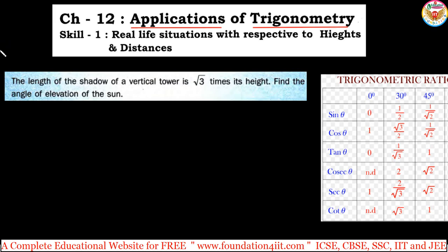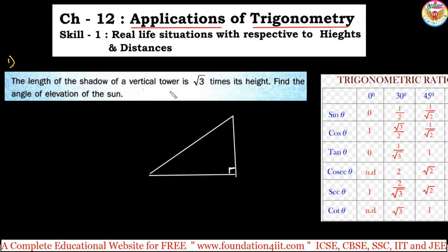We have three types of questions, especially in these applications. One is to find the angle. So let me show one question here. The length of the shadow of a vertical tower is root 3 times its height. So already we learned in trigonometry, no? You can take a right angle triangle. In the previous chapter we learned about trigonometry, the basic ratios. Now here we have to apply the properties in this. So how to apply the trigonometric ratios in real life situations.